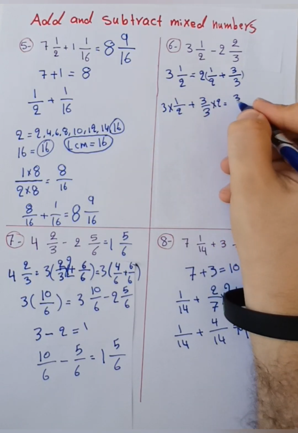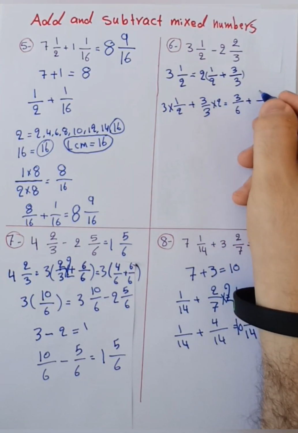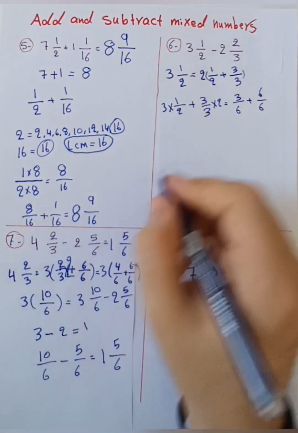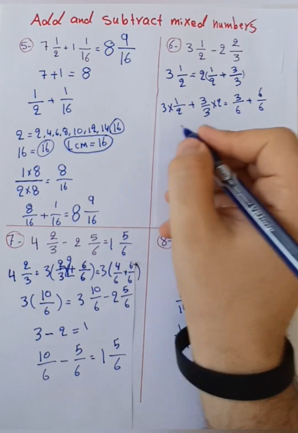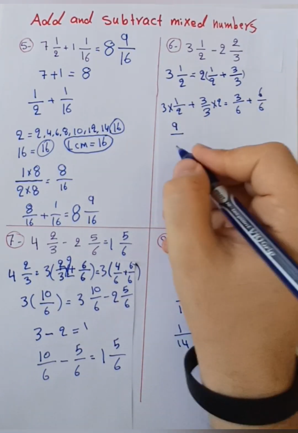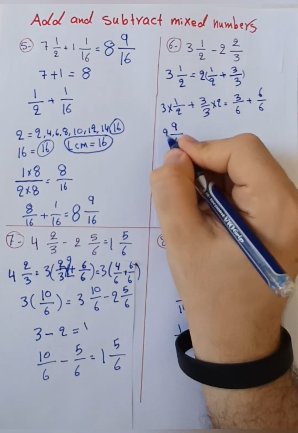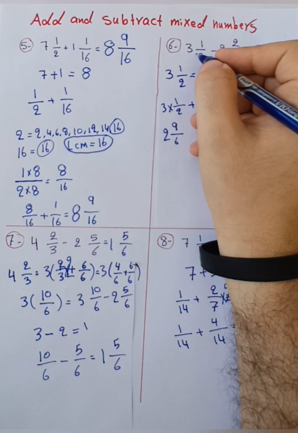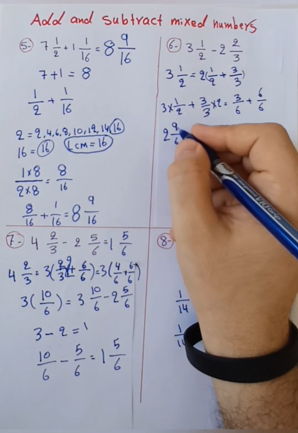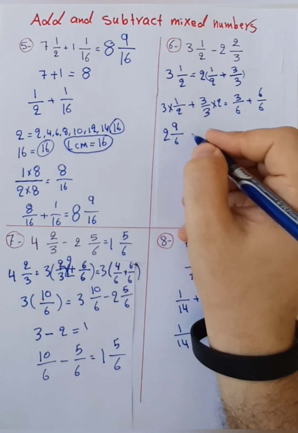3 times 1 is 3. 3 times 2 is 6, plus 2 times 3 is 6, and 2 times 3 is 6. Now we have to add: 3 plus 6 is 9 out of 6. And the whole number is 2. So the big mixed number, 3 and 1 out of 2, equals 2 and 9 out of 6.